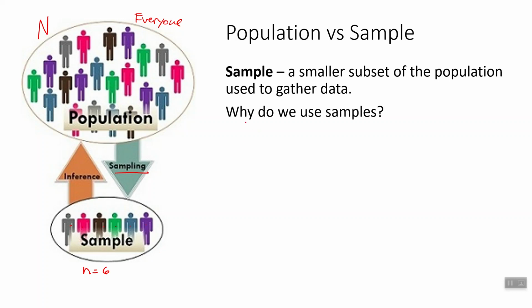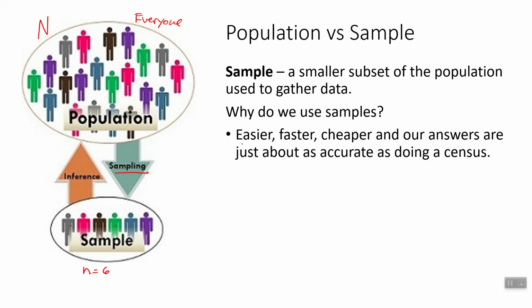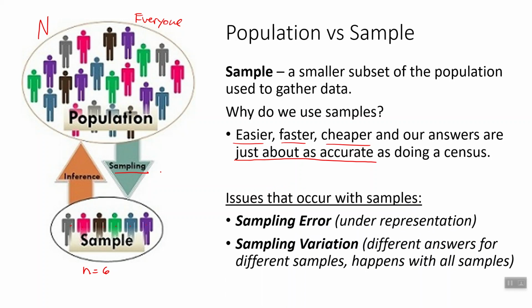All right. So why do we use samples? So they are easier, they're faster, they're cheaper, and our answers are just about as accurate. So usually it's just about as accurate. All right. So right now, a lot of sampling is happening about the presidential election. They sample registered voters to see who they plan to vote for. So they probably report this sort of stuff on the news almost every night.